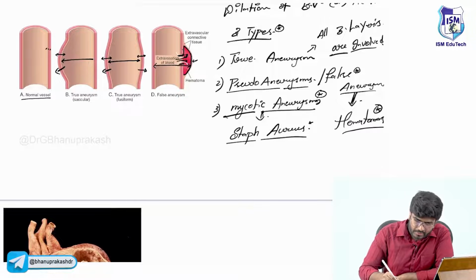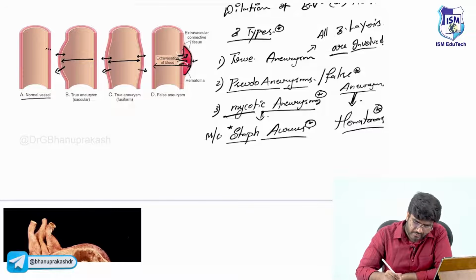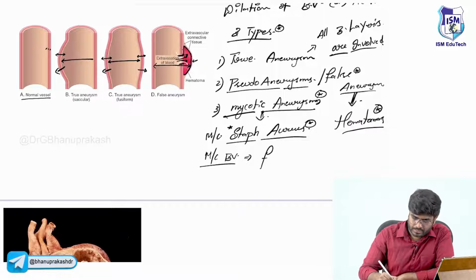Okay, so when you have infection of the blood vessels, that even causes aneurysms. So dilation of blood vessels seen in infections is called mycotic aneurysms. Mycotic aneurysms are most commonly because of which organism? Most commonly Staph aureus. And what is the most common blood vessel involved? The most common blood vessel associated with mycotic aneurysms is the femoral artery. Important, sir.